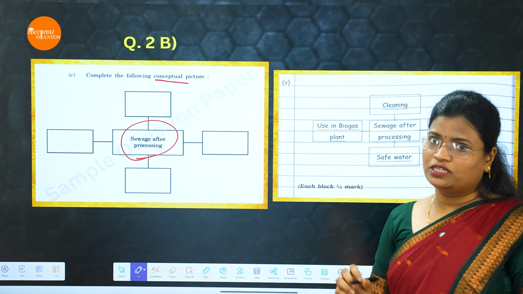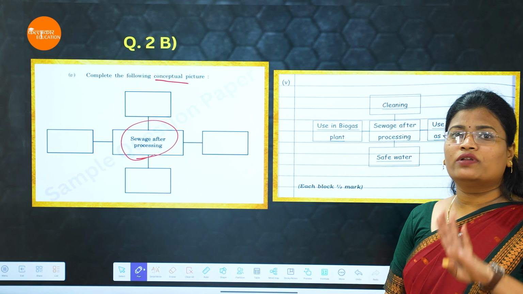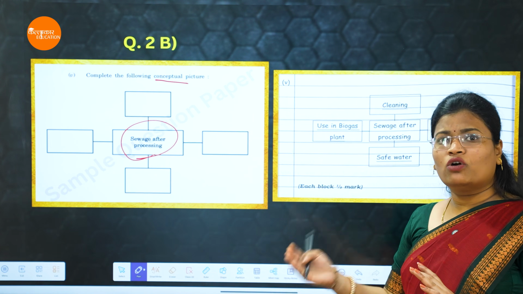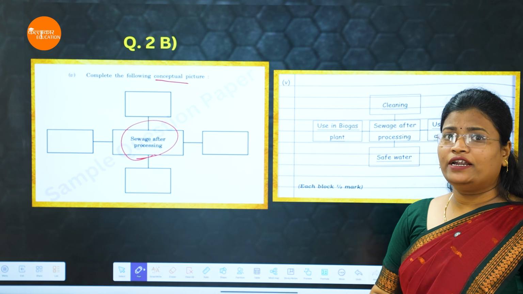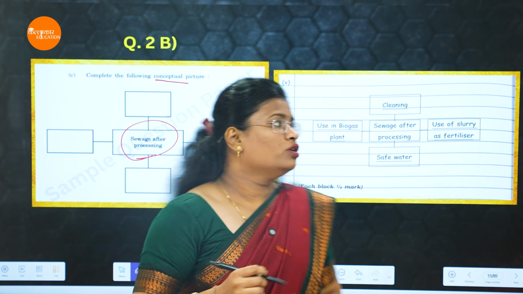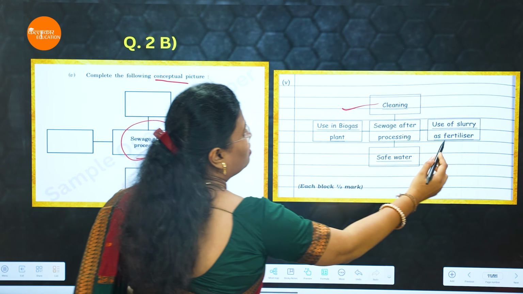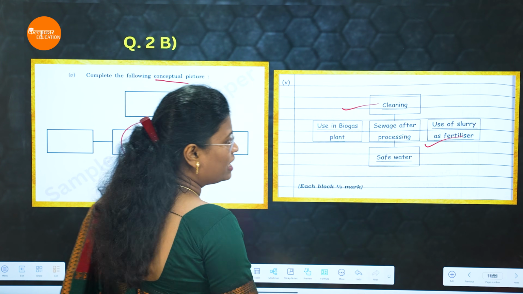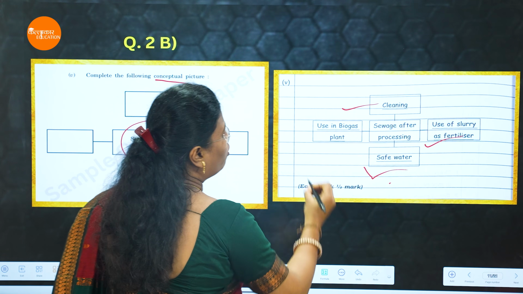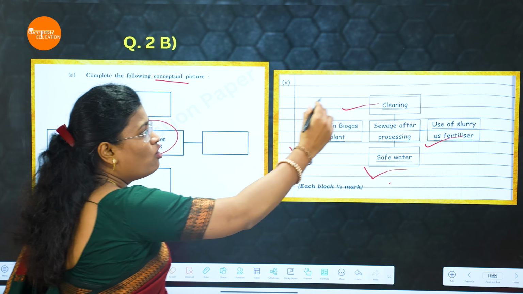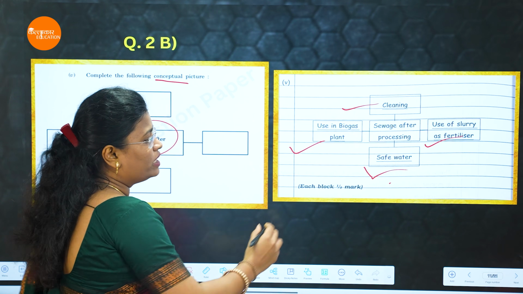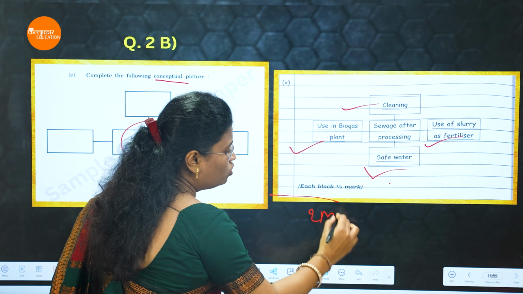Sewage after processing. According to that you have to write any 4 uses or what is happening after the sewage processing, that you have to enter in your answer. So you can write cleaning, use of slurry as a fertilizer, use as a safe water, and use in biogas plant. So for this 4 answers you will get total 2 marks.